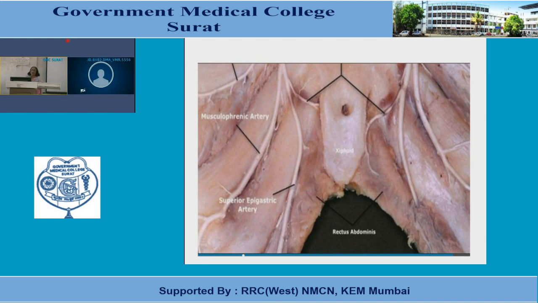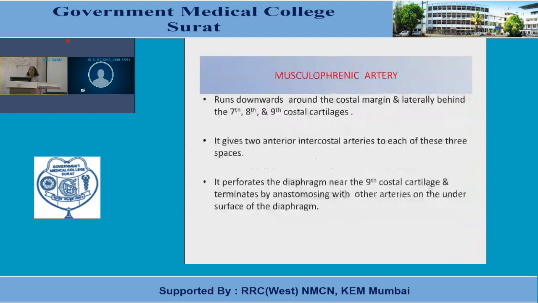Lateral one, lateral end in the musculophrenic and medially superior epigastric artery. Now the musculophrenic artery's course runs downwards around the costal margin and laterally behind the 7th, 8th and 9th costal cartilages. It gives 2 anterior intercostal arteries to each of these 3 spaces. It perforates the diaphragm near the 9th costal cartilage and terminates by anastomosing with the other arteries on the under surface of the diaphragm. That is about the musculophrenic artery.